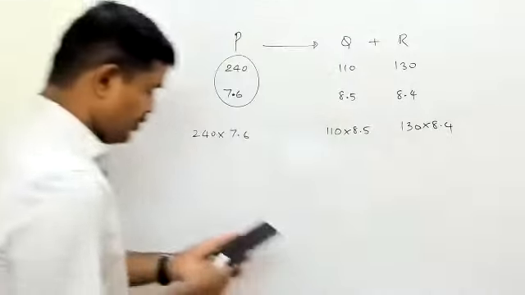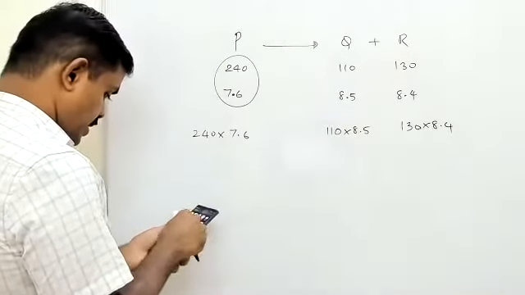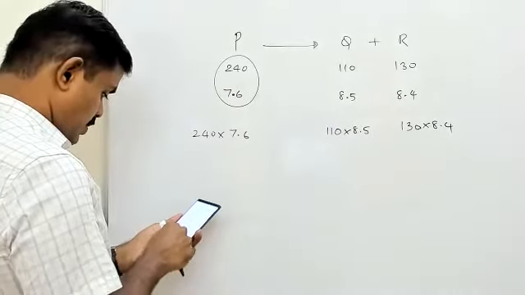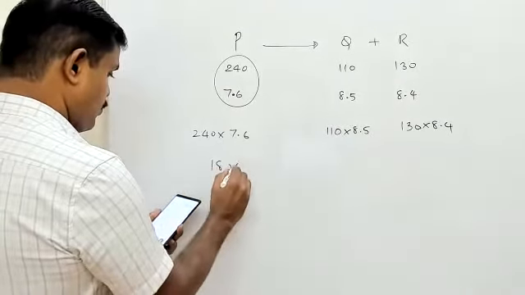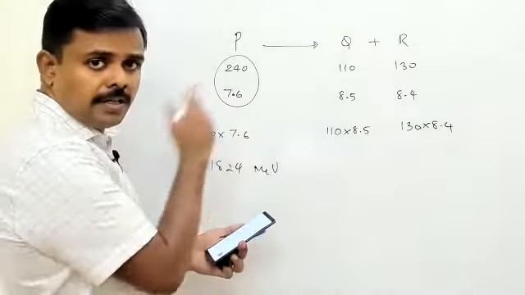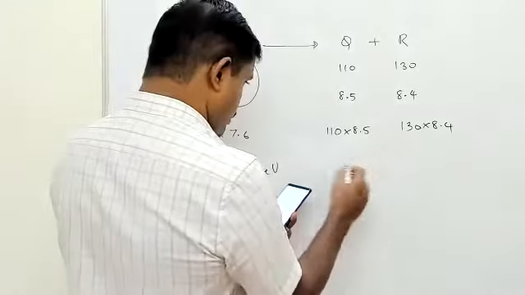I'm going to calculate now. Just give me a second. 240 into 7.6 is 1824 million electron volt. That is the total binding energy of the left side. What is the binding energy on the right side?